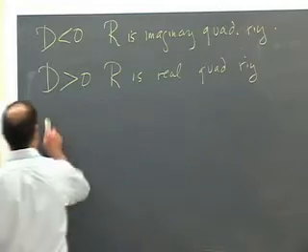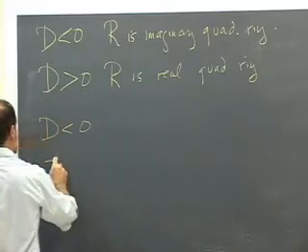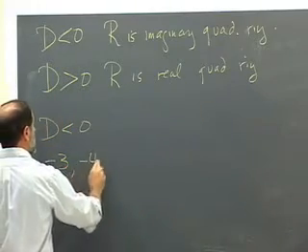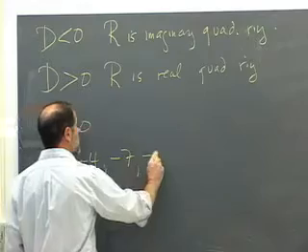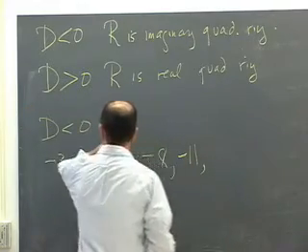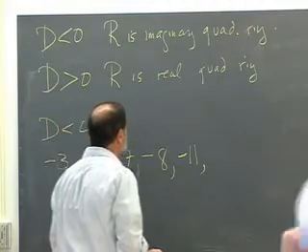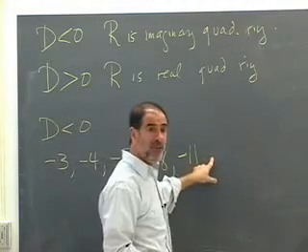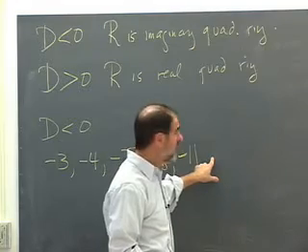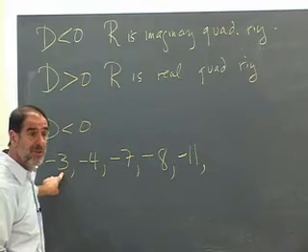So let me list the D's which are less than 0 that satisfy this condition. -3, -4, -7, -8, -11, -12. Does -12 get listed? Well, it's divisible by 4. But if I divide it by 4, I get -3, which is a permissible discriminant.